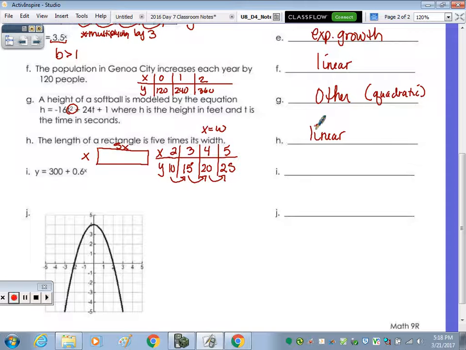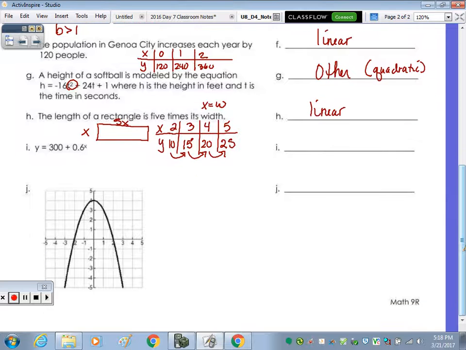So it helps sometimes to make up a table to see what's actually happening. And that one, we knew the length of a rectangle is 5 times its width. So the relationship between the two, okay, is a linear relationship.